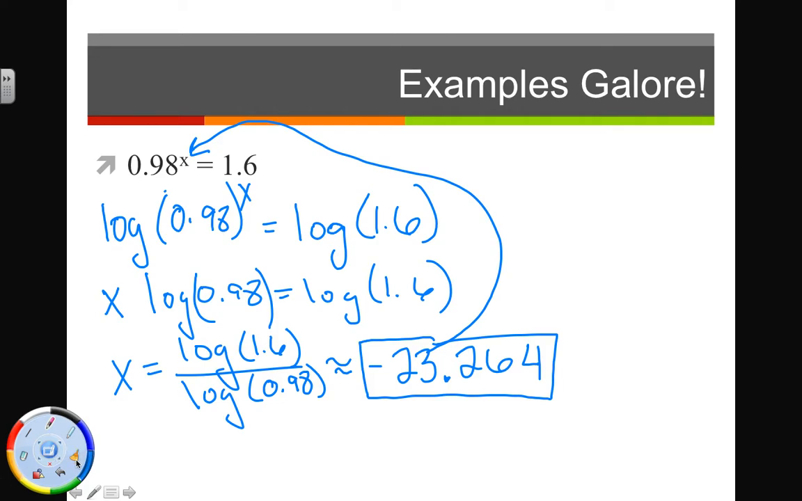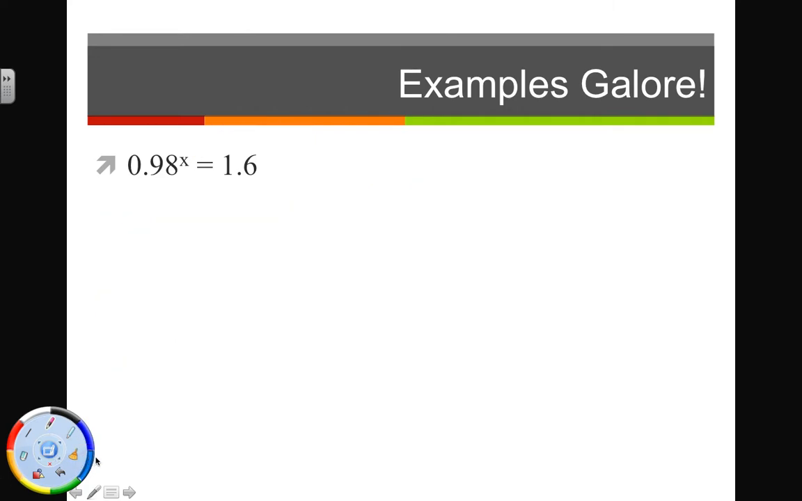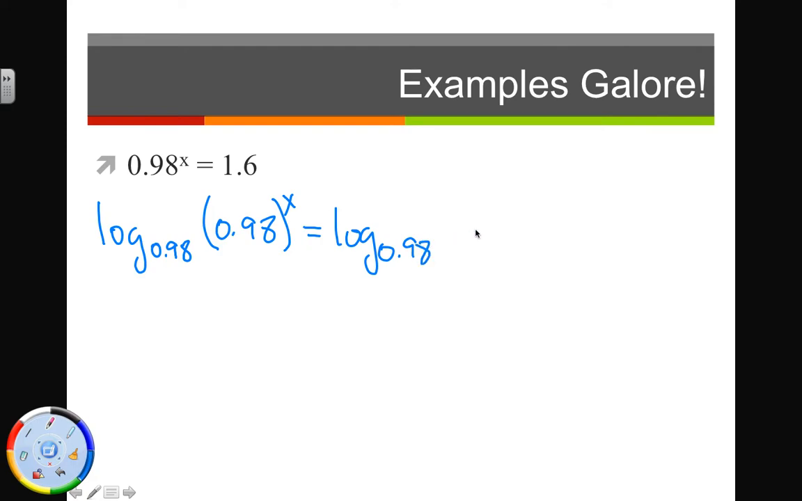I want to actually kind of think about a different method here. It's basically the same thing though. I don't want to just take any logarithm of both sides. I want to be able to cancel out this 0.98. Well, in order to cancel out exponential base 0.98, I need to take the logarithm. I can take the logarithm of base 0.98 of 0.98 to the x power equals the logarithm base 0.98 of 1.6. Well, this piece on the left cancels and leaves me with an x. And notice I automatically have my answer.